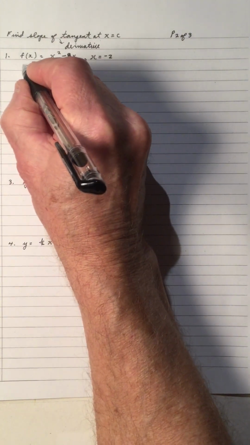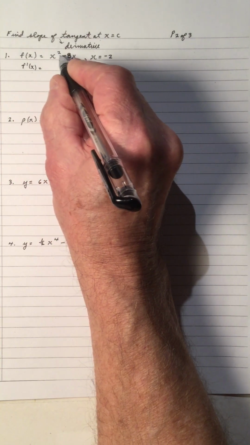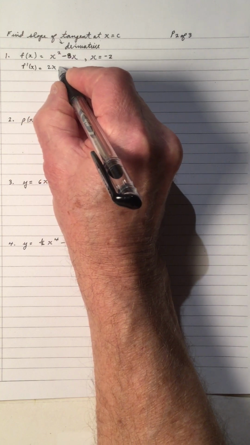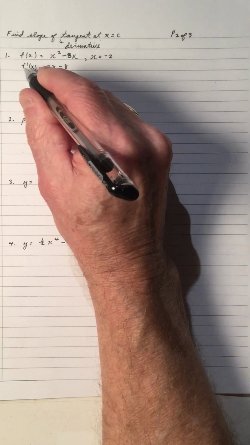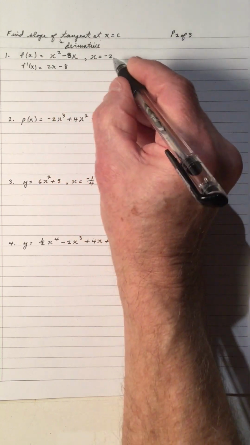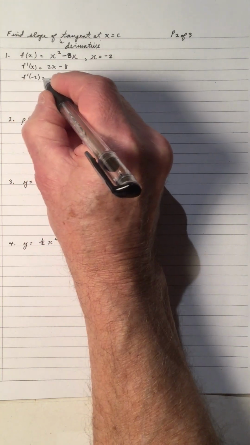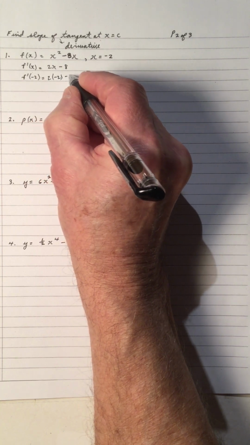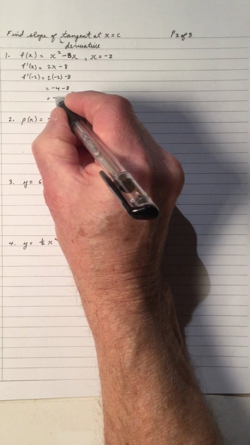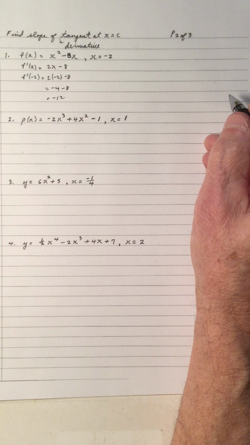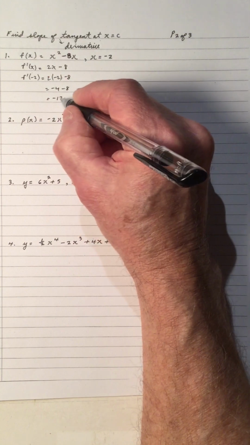So we have f, so the derivative is f prime. The derivative here is 2x minus 8. Now the derivative is the slope of the tangent, so the slope of the tangent is 2x minus 8. So when we do f prime of negative 2, we plug negative 2 in, and we get negative 4 minus 8, so that becomes negative 12. So the slope of the tangent at x equals negative 2 is negative 12.